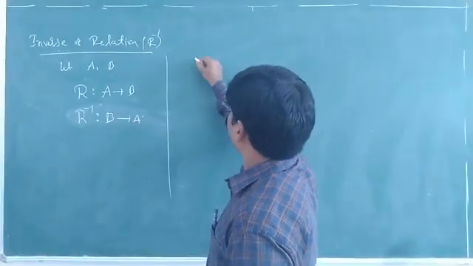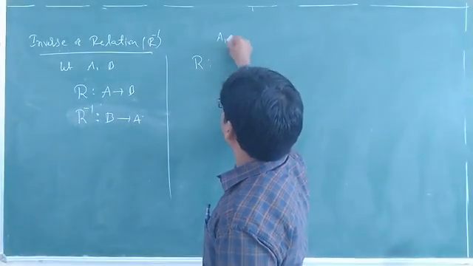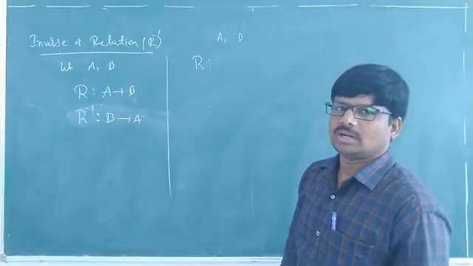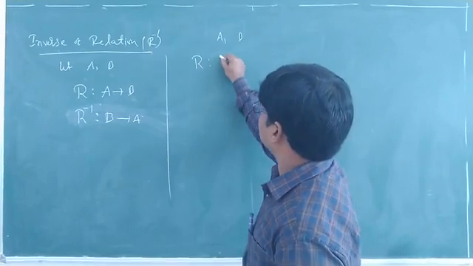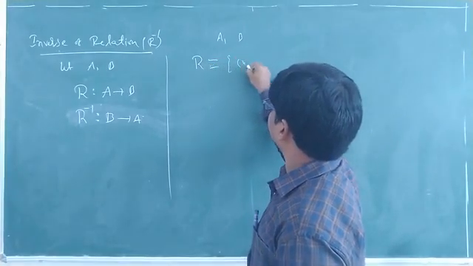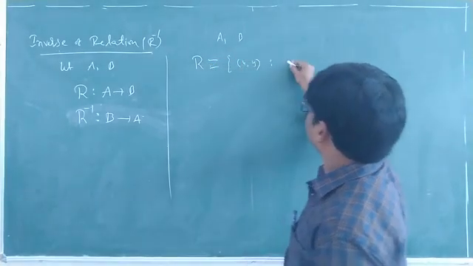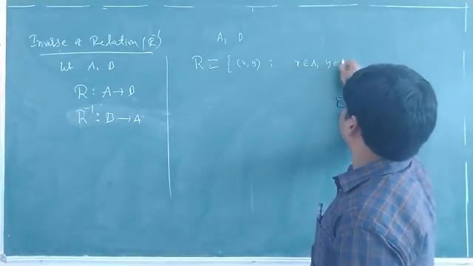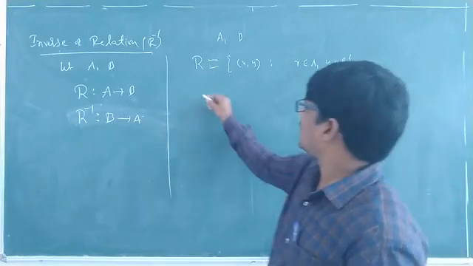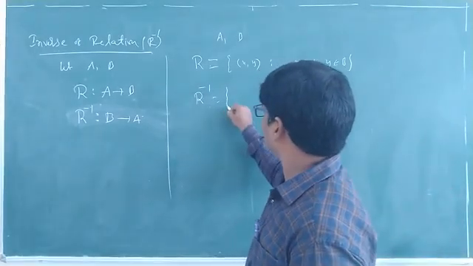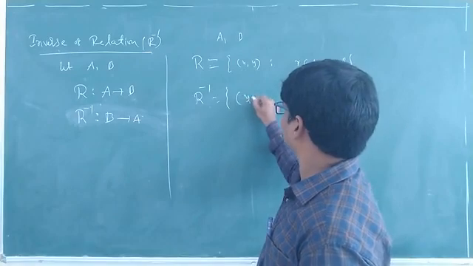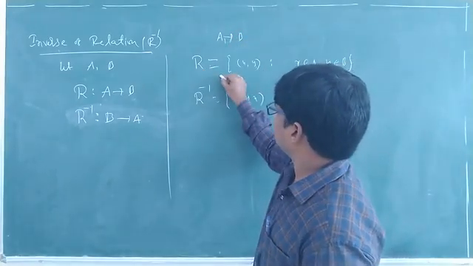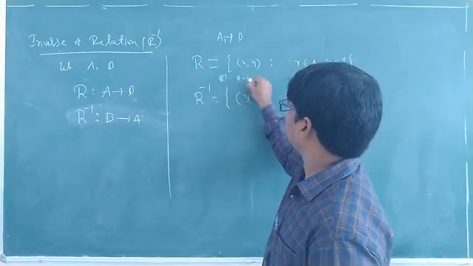So what is that one? R is a relation, where A, B are any two non-empty sets. R is equal to the set of (X, Y) such that some relation holds, where X belongs to A and Y belongs to B. Then what about R inverse here? R inverse is equal to (Y, X). That means R is a relation from A to B, and the R inverse relation is from B to A.